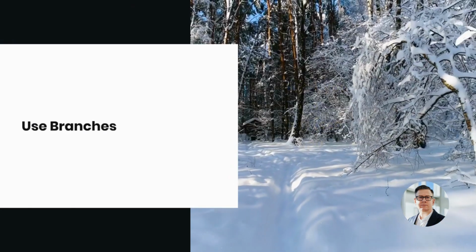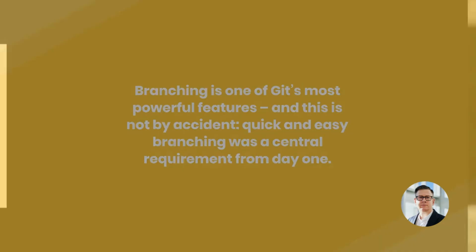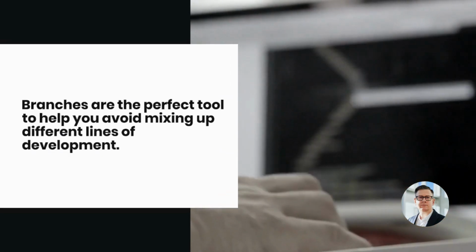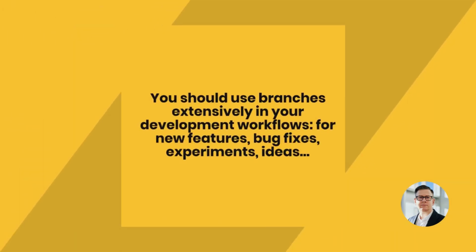Use branches. Branching is one of Git's most powerful features, and this is not by accident. Quick and easy branching was a central requirement from day one. Branches are the perfect tool to help you avoid mixing up different lines of development. You should use branches extensively in your development workflows, for new features, bug fixes, experiments, ideas.